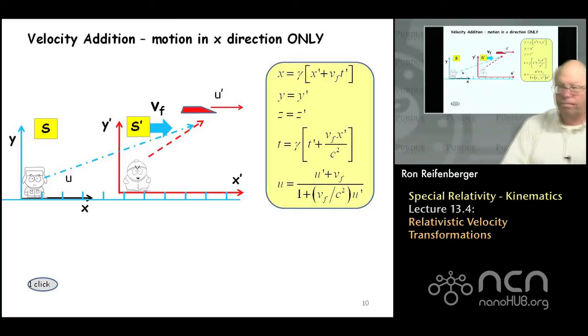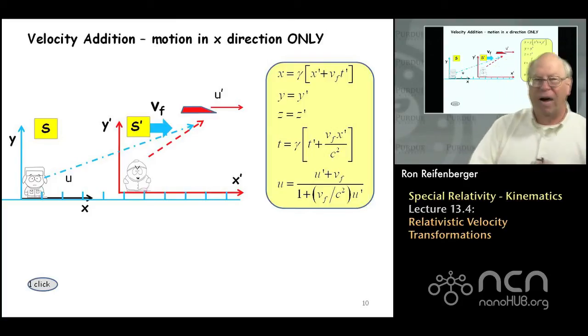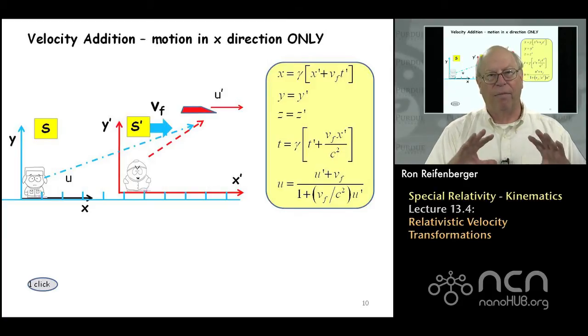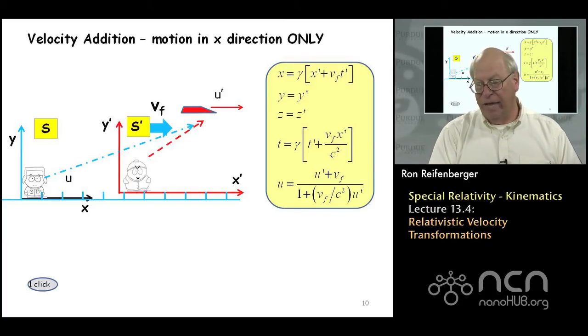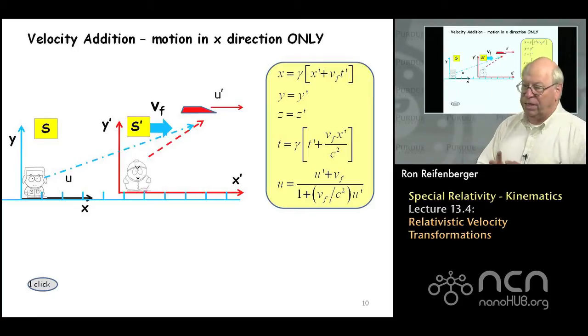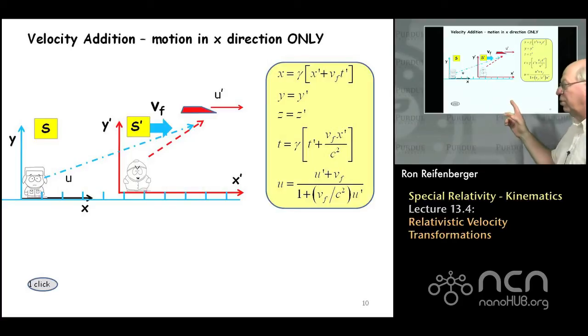There's a standard type of problem in special relativity, which is referred to as the velocity addition problem, and I'd like to discuss that and give you a few examples. This velocity addition problem is usually restricted to motion in the x direction only. That means the object being observed is moving in the x direction, as is the reference frame S prime.